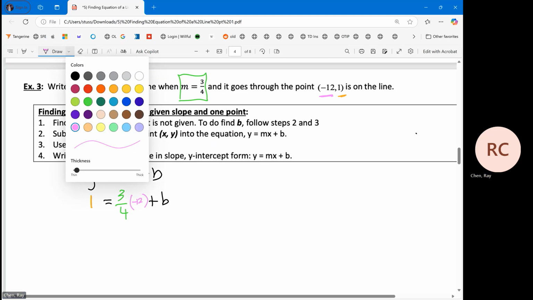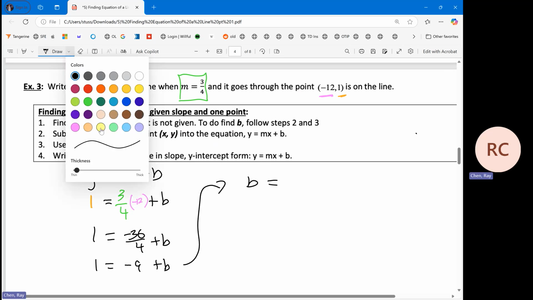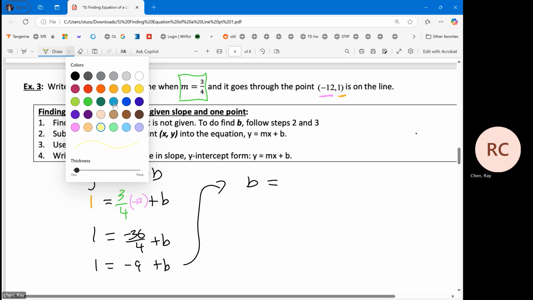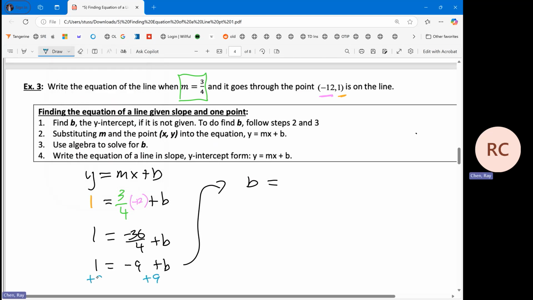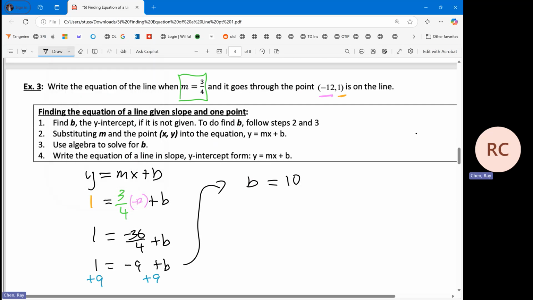So, doing some order of operations, 1 is equal to -36 divided by 4 plus b. That's really -9 plus b. And therefore, when we do adding of 9, oops, that's too faint. Let's try that again. Maybe you can't see it on your screen. I used a too light of yellow. I'm going to add 9 to both sides. Notice that's the solving part that we've been talking about. So the b is equal to 10.